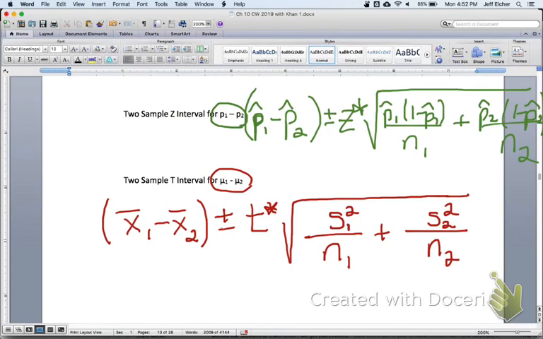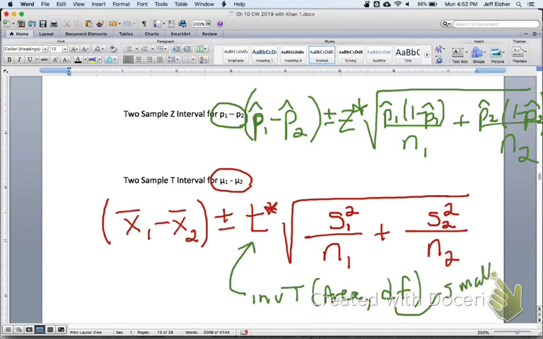And for T star, we're going to use inverse T. You need the area, and that's what you would get with like 95% confidence. You'd use an area of 0.975 because you've got to add the tail. And you need a degree of freedom. The degree of freedom that you would use, there's two ways. One way that's pretty common is you take the smaller of the two sample sizes minus 1.